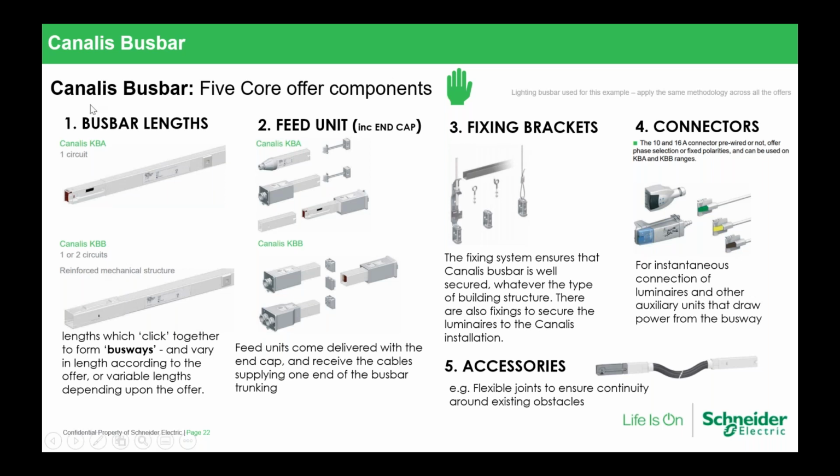This is what you can select from the catalog. You need to select the feed unit, because definitely when you use the Busbar, you have cables. Where you connect the cables to the Busbar, you need these feed units, and the feed units come with the end caps. So you have the length, you have the feed units and end cap, and after this you need to look after the fixing brackets, because you put the busbar in the installation, but you need to fix it either on the ceiling or on the wall. So you need to be sure you are choosing the right fixing brackets.